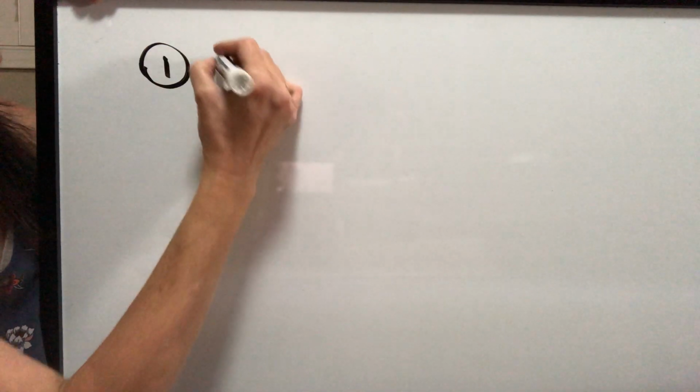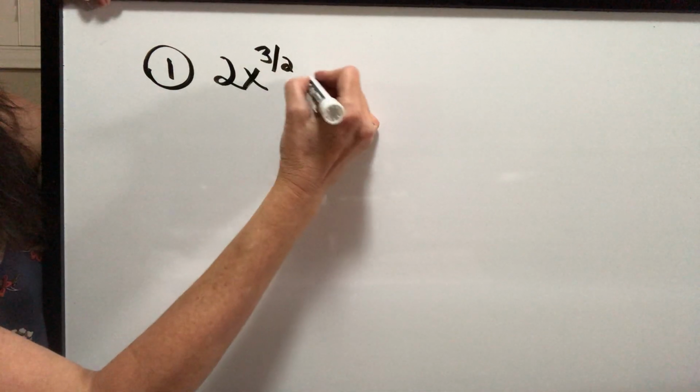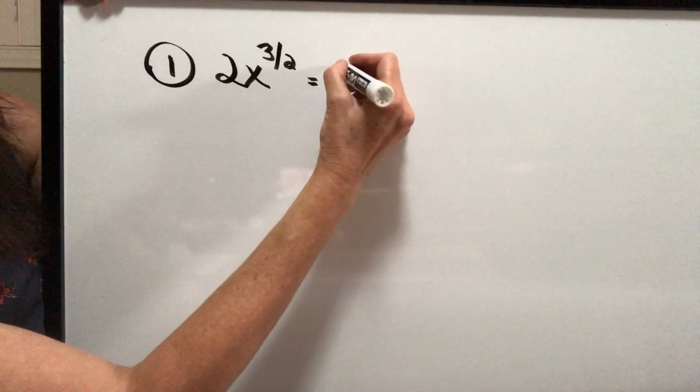All right, let me set this down. Okay, so the steps that you're going to follow are at the top of the page, and of course I'm going to follow those and explain everything as I go, just as always. So for number one, our equation is 2x to the 3/2 power is equal to 250.